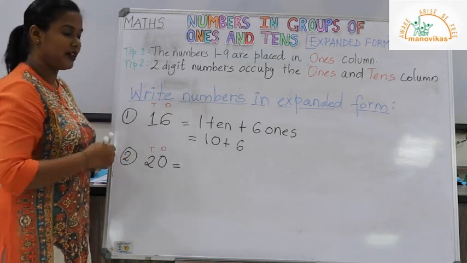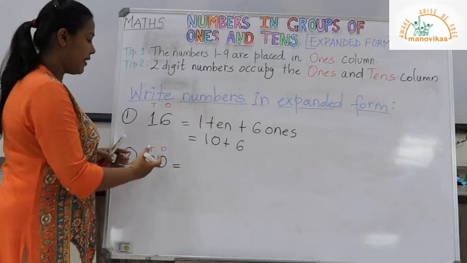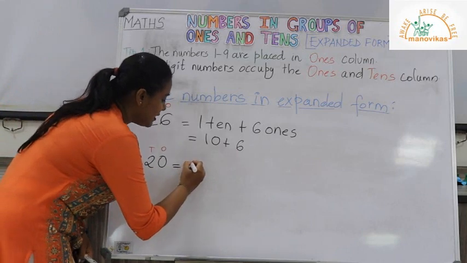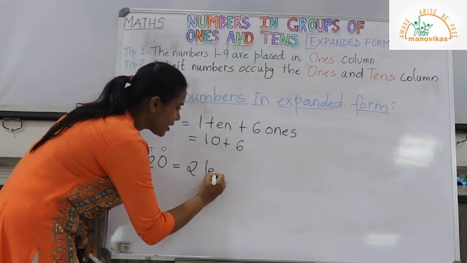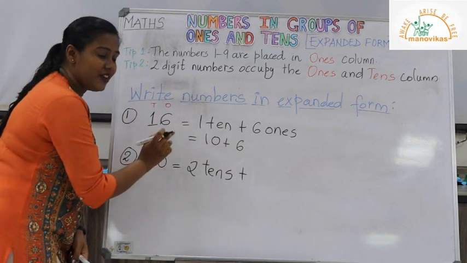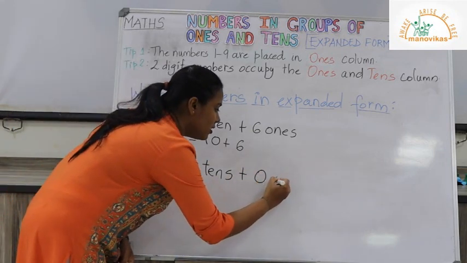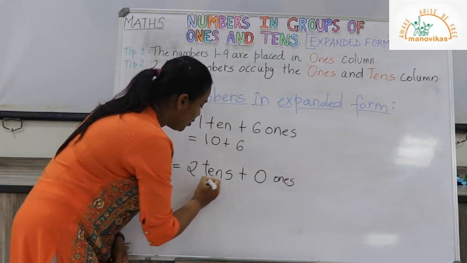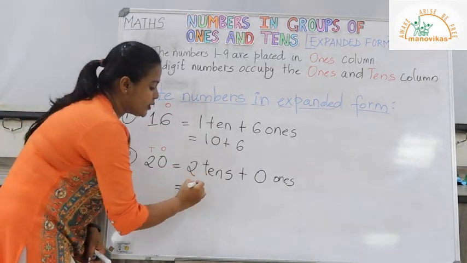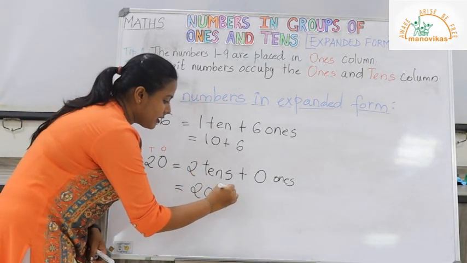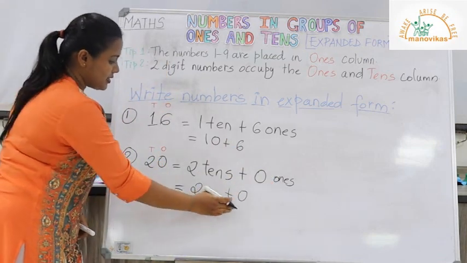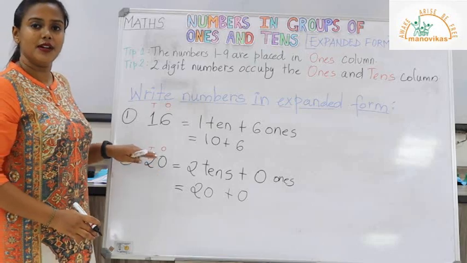So the first number we will place in the ones place, and the next number in the tens place. So next what we have to do is write how many tens are there and how many ones. So here in the tens place we have 2. So it should be written as 2 tens plus how many ones do we have? 0 ones. 2 tens can also be written as 20 plus 0 ones will be 0.